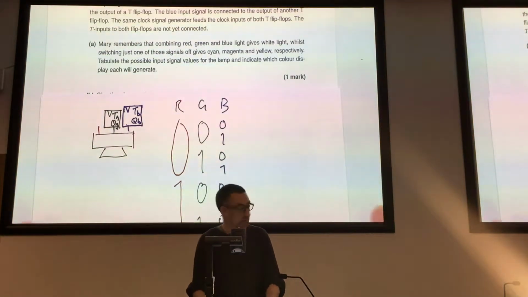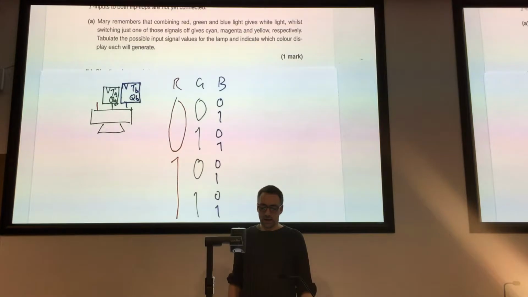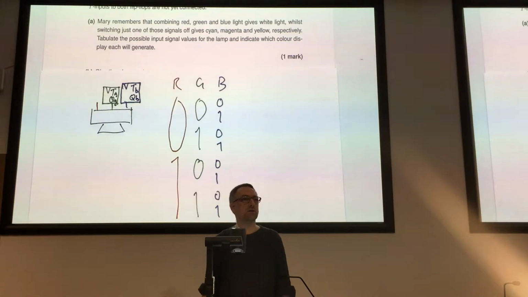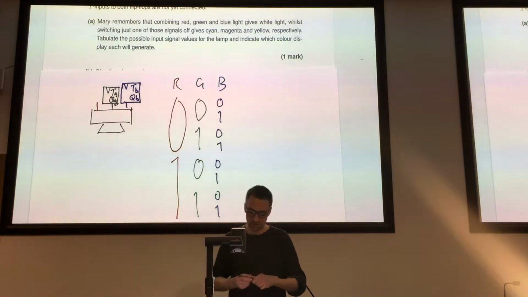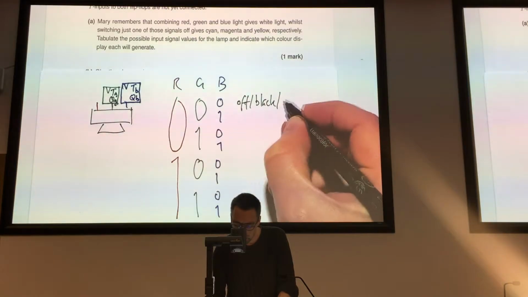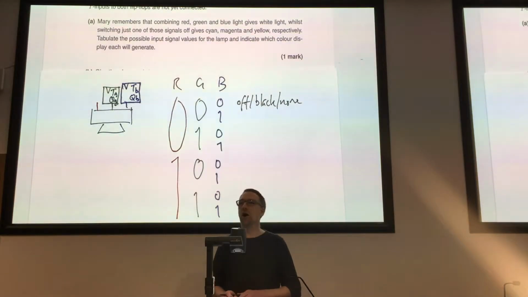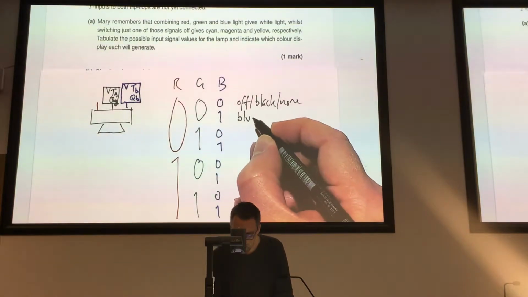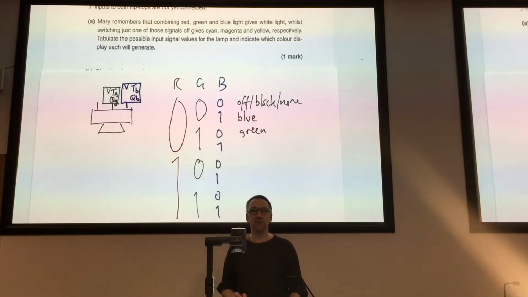So let's see if we can figure out what's going on here. If we say, don't be red, don't be green, and don't be blue, what colour will come out of the lamp? None at all, it'll be off. I will accept off, black, none, any of those things. If we just have the blue input on, what colour will come out? Blue. How about just green? Green. Green and blue?